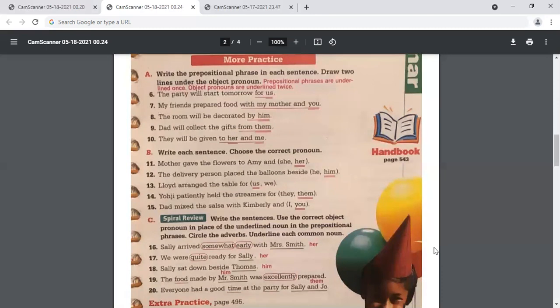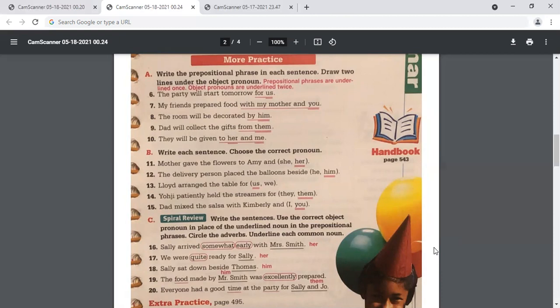Number 8, the room will be decorated by him. By him is the prepositional phrase, begins with the preposition by, him is the object pronoun. Number 9, Dad will collect gifts from them. From them is the prepositional phrase that begins with the preposition from, and them is the object pronoun. Number 10, they will be given to her and me. Again, here we have a compound object. To her and me. This is the prepositional phrase, begins with the preposition to, and we're going to underline twice her and me because these are the object pronouns.